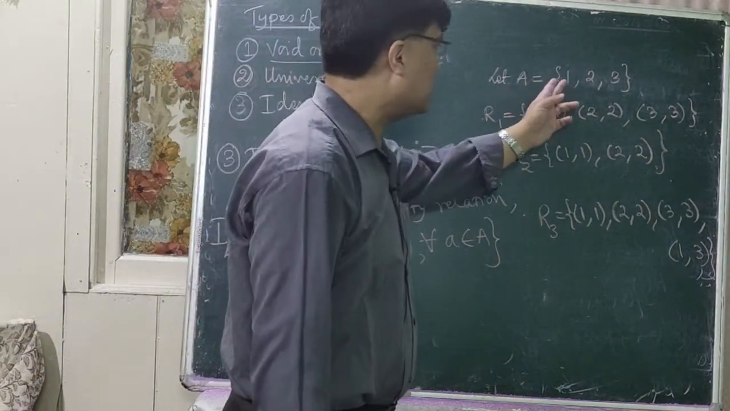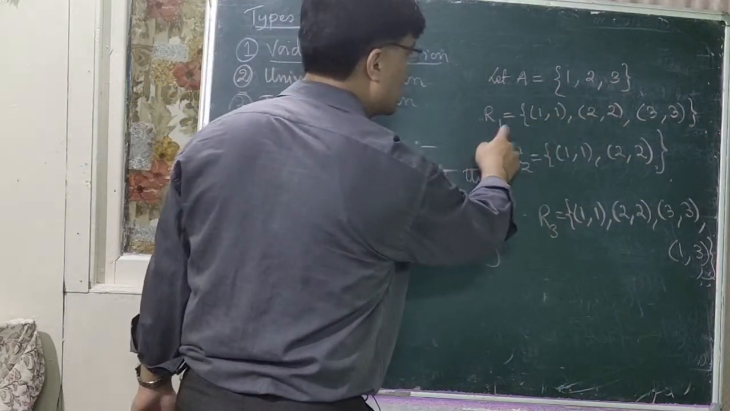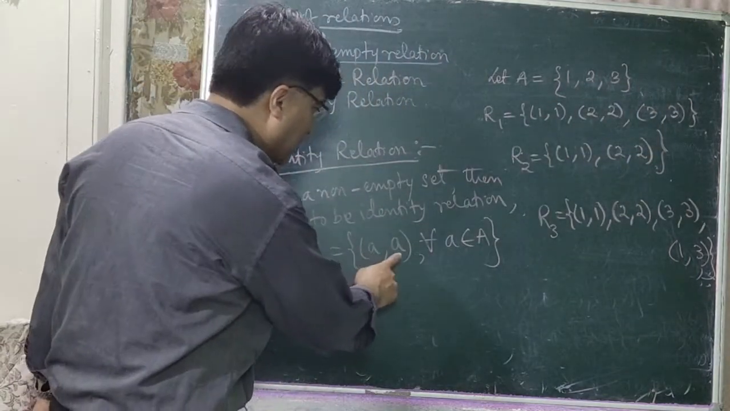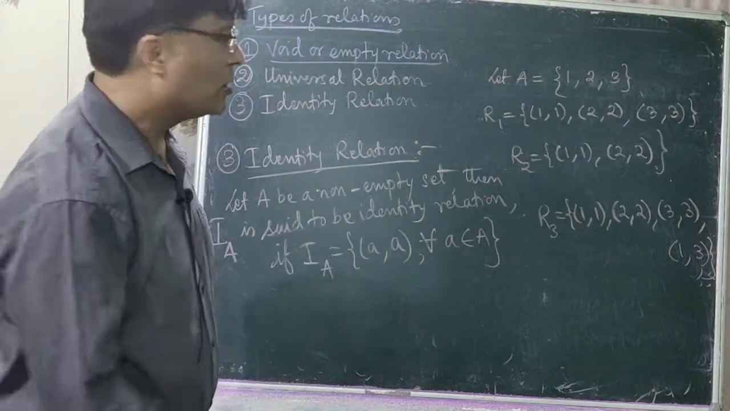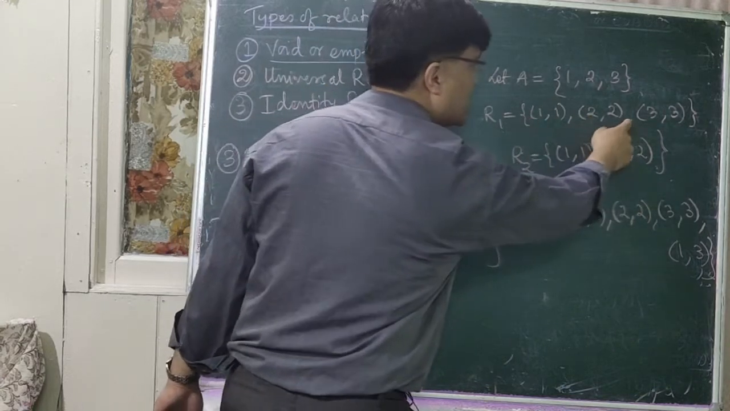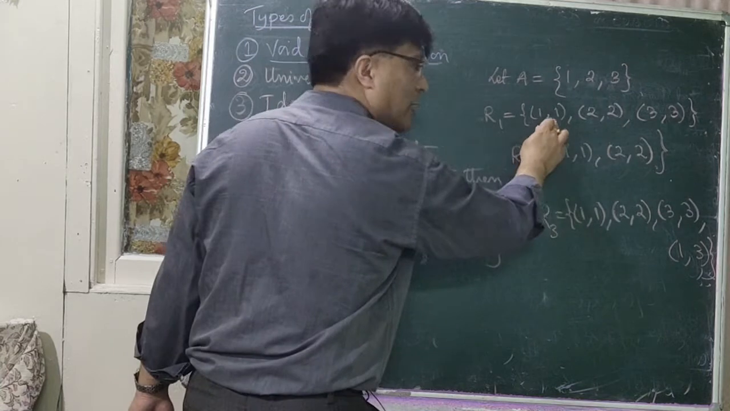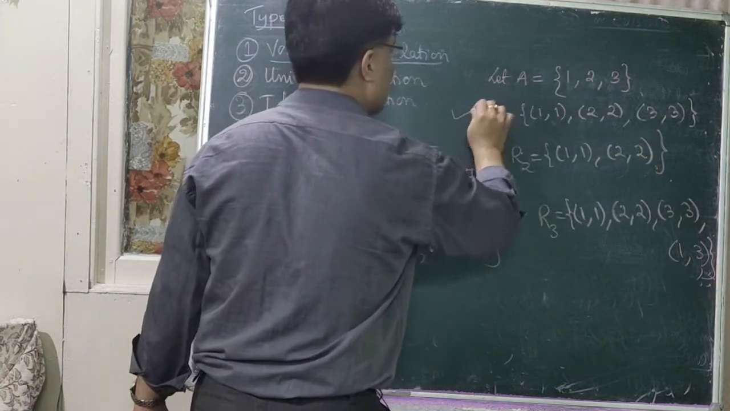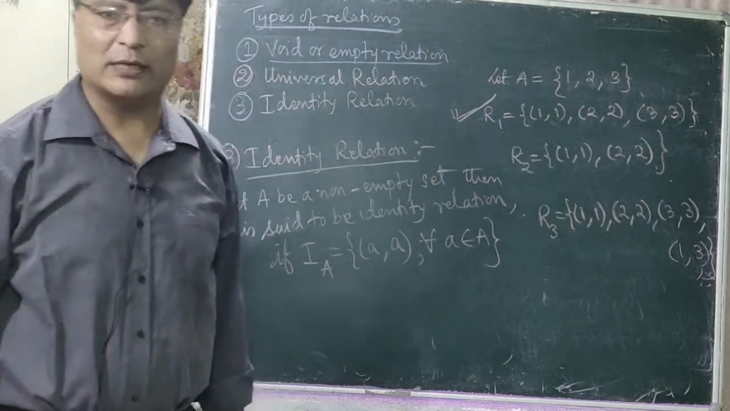So let us take this example now. Let capital A is equal to {1, 2, 3}. So here R1 is the relation (1,1), (2,2), (3,3). It is just like your (a, a). The elements 1, 2, 3 are in set A, and the same numbers are there in the ordered pairs: (1,1), (2,2), (3,3). So this is an identity relation.